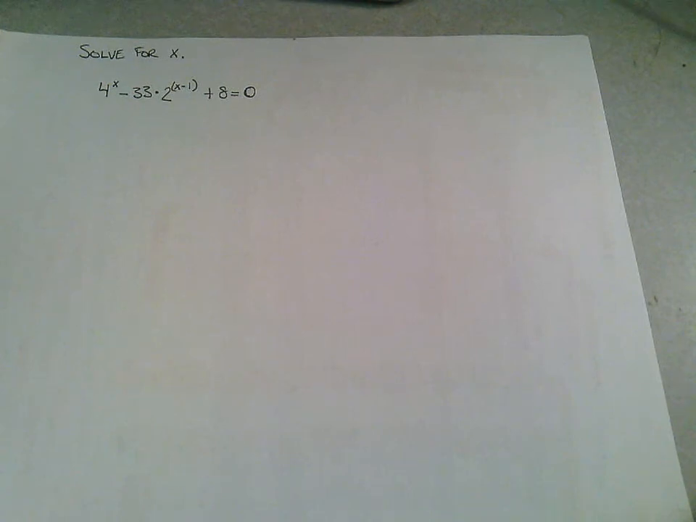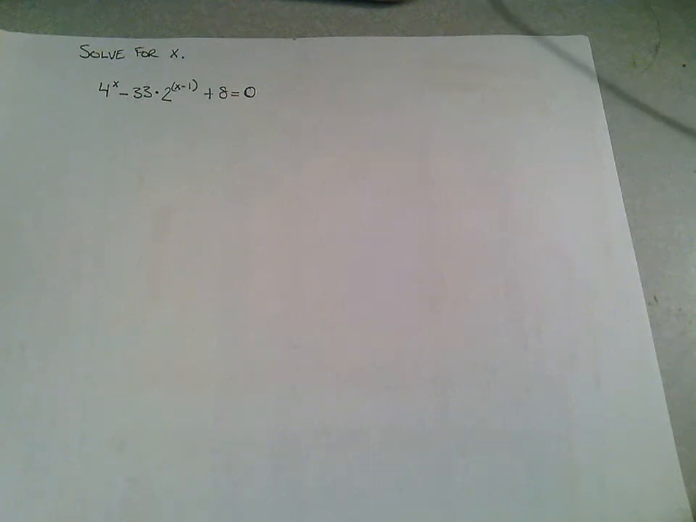Today we are looking at logarithmic problems. We are solving for x in the equation 4 to the x minus 33 times 2 to the x minus 1 plus 8 equals 0. This one has several steps and it can be kind of a trickier one for many people.